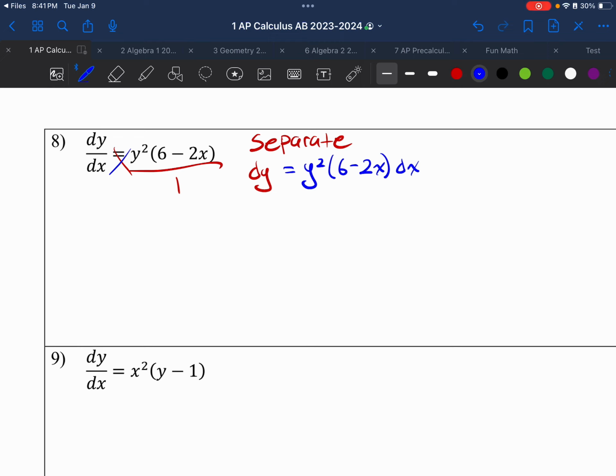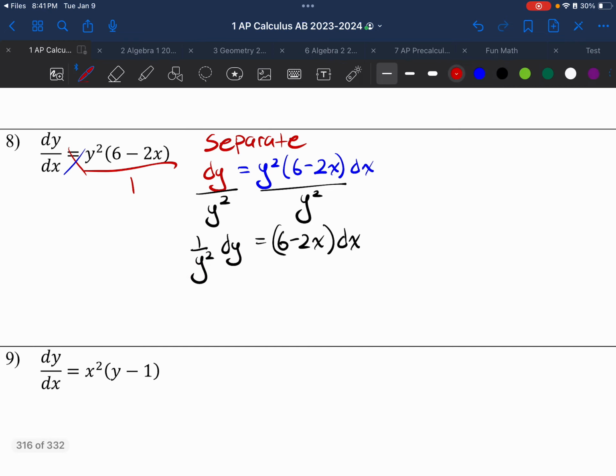All right, so I'm going to consider this entire term here. This entire term is an x term. This is the y term, and this y term needs to move over here. So we need to divide both sides by y squared, meaning that we have a 1 over y squared dy. And that's going to be equal to 6 minus 2x, still in parentheses, because all of it is being multiplied by dx. And you can see that x's are on one side, y's are on the other. Therefore, we are done with separate.